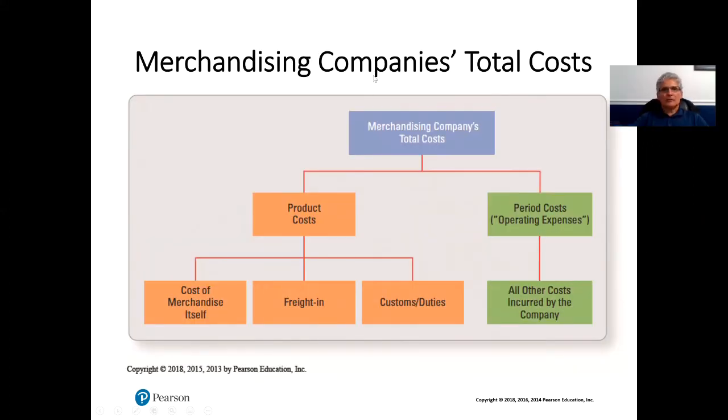A merchandiser, following the same logic of what we just reviewed in the previous slide, we have our merchandising company's total costs. They will include product costs and period costs, all right? And the product costs include the cost of the merchandise itself, the freight in and customs and duties. The period costs are all other costs incurred by the company that aren't considered part of the product costs.